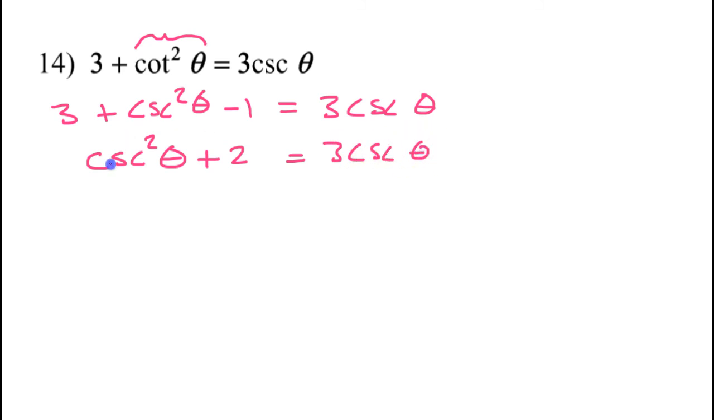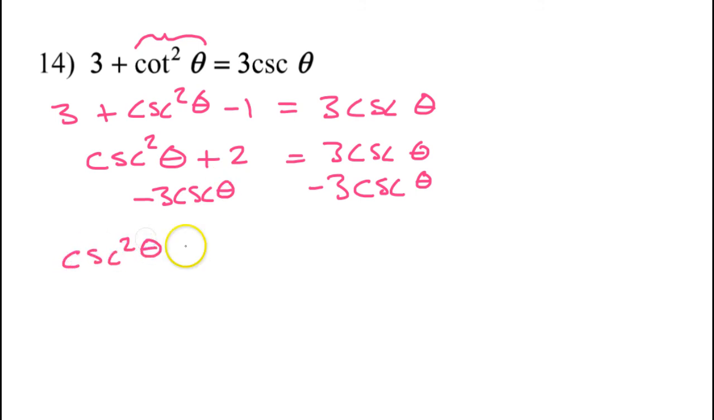Now, when you have two different types of cosecant, one squared and one not squared, that's when you know that you need to get 0 on one side and factor. So I'm going to subtract 3 cosecant from both sides, and I'm going to wind up putting that in the middle. So I will have cosecant squared minus 3 cosecant plus 2 is equal to 0.